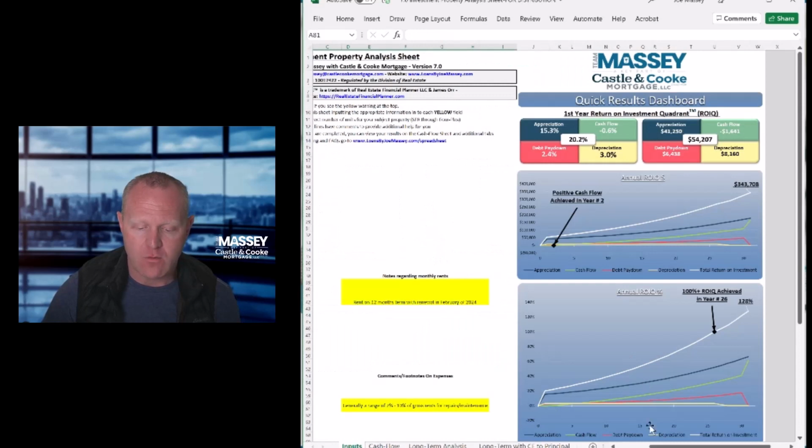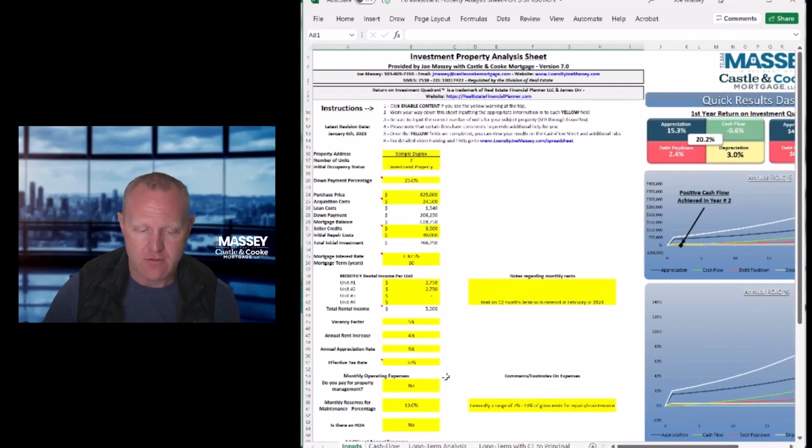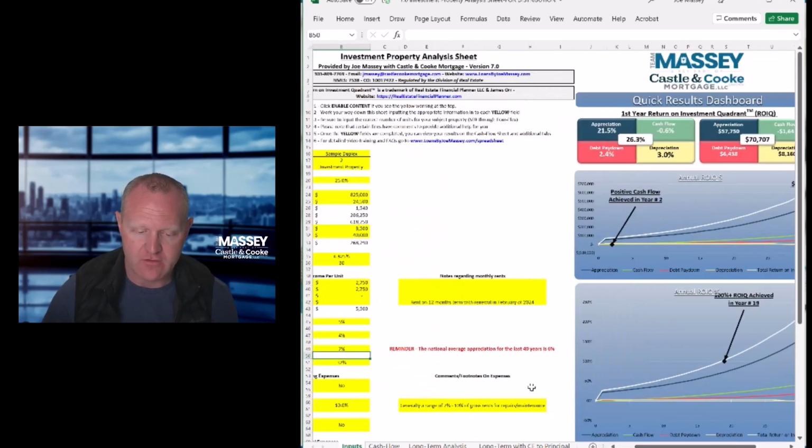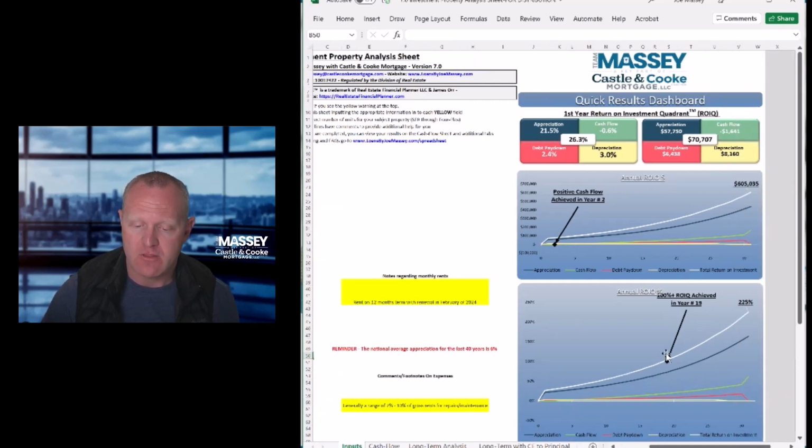Now, what if you say, you know what, Joe, I really like this, but I want a property that's going to appreciate faster. Okay, great. Maybe you need to buy in an area where properties are going to appreciate at 7% per year. What does that do for you? All right, first thing it's going to do is remind you that the average national appreciation is 6%, so 7% is relatively aggressive. But that moves up the year that you achieve 100% return on investment.